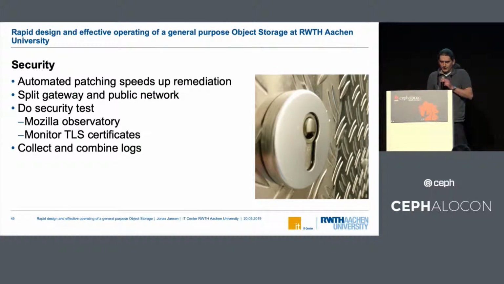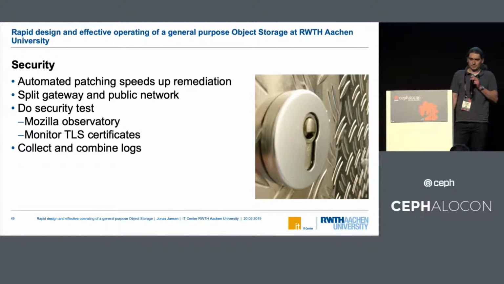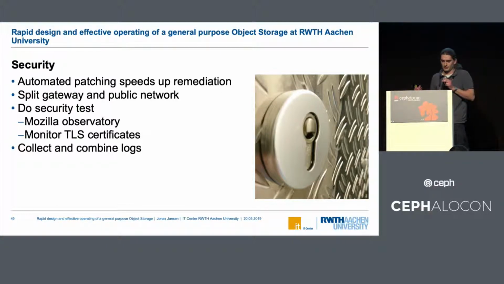Coming to security, we recommend always to do an automatic patching. So this speeds up remediation of security flaws. And if you have your test environment patched on a regular schedule automatically, you can react really fast to deploy your security patches to your production environments. Next important thing about security is to split your gateway network from the public network of your cluster, because this way you can do a more restrictive firewalling to your gateways, and also if a gateway gets compromised, they're not that near to your cluster.